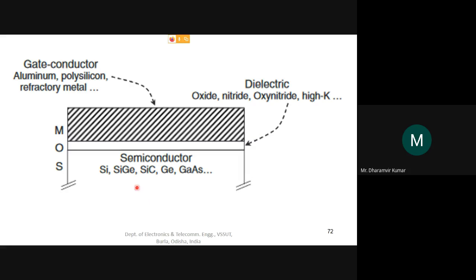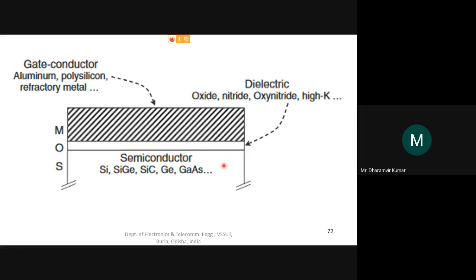And for the semiconductor layer, the bottommost layer, it can be simple silicon, it can be a silicon germanium material, silicon carbon, or it can be a germanium material, or it can be a gallium arsenide layer. Okay, again, there are various options available for constructing the substrate layer also.